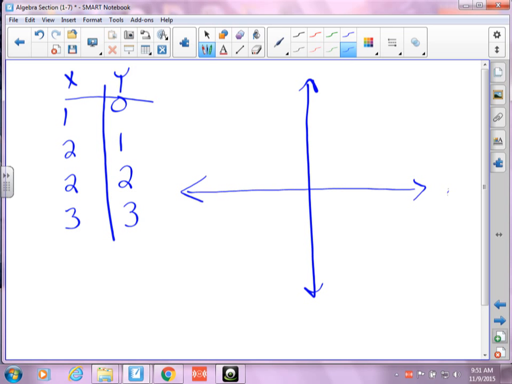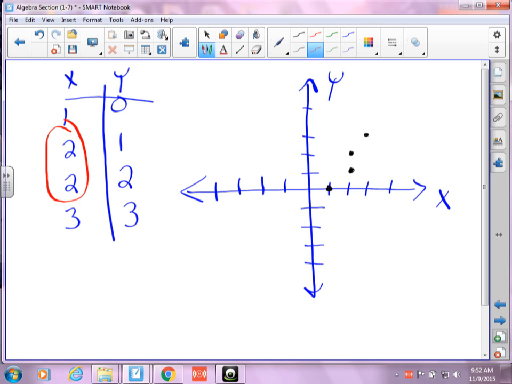Now I'm going to come up with my x and y axes. Notice how I put arrows on the end. I label it x and y. I'm going to put hash marks, and notice how they're evenly spaced. They're not hard to do. Right? And now I'm going to plot my dots. So I've got 1, 0 here. I've got 2, 1 here approximately. 2, 2 is right here. And 3, 3 is here. Okay, now, remember I said before, this is not a function because these repeat.